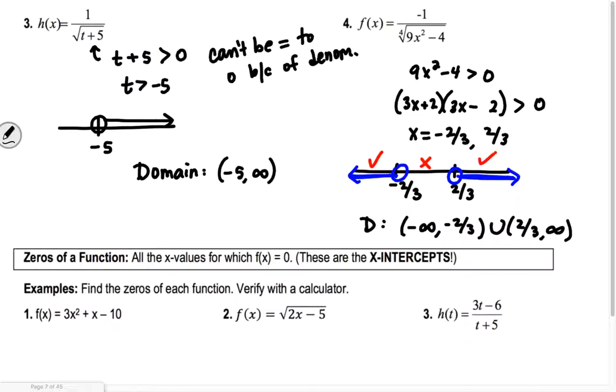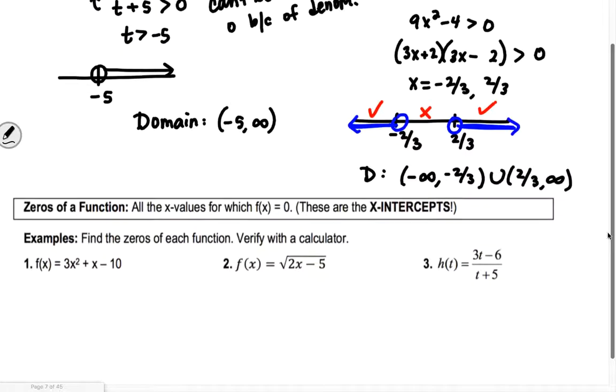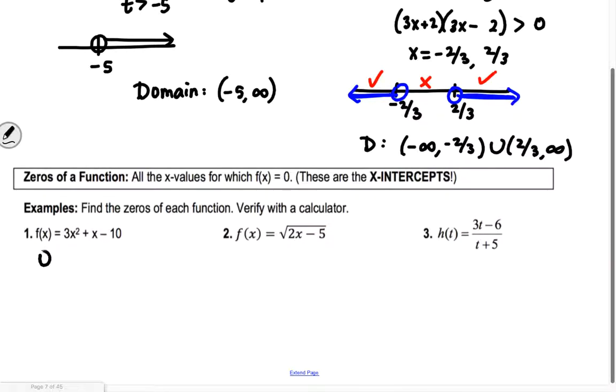All right, so whenever you hear zeros of a function, the zeros of the function are the places where it's hitting the line y equals 0, basically. They're the x-intercepts of the function. So when I say find the zeros of each function, what I'm saying is set your y value, or f of x, equal to 0. Okay, so I have 3x squared plus x minus 10 is equal to 0.